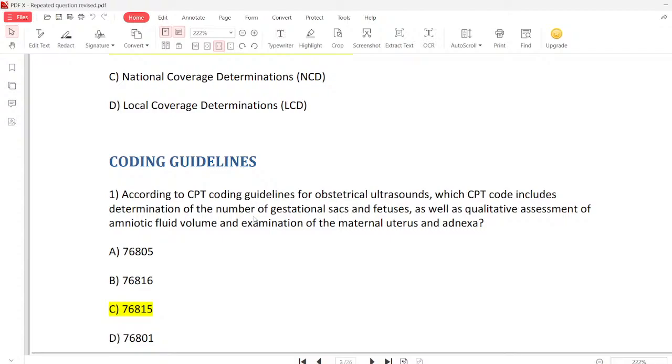Okay, here a description is provided. What is the correct code? Okay, mention the correct code. This is the question. Let us read the description first of all. Which CPT code includes determination of the number of gestational sac and fetus, as well as qualitative assessment of amniotic fluid volume and examination of the maternal uterus and adnexa?